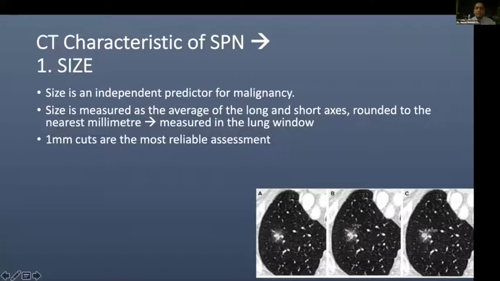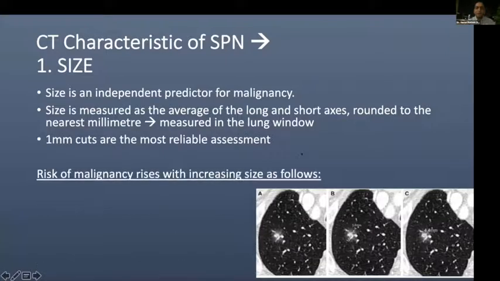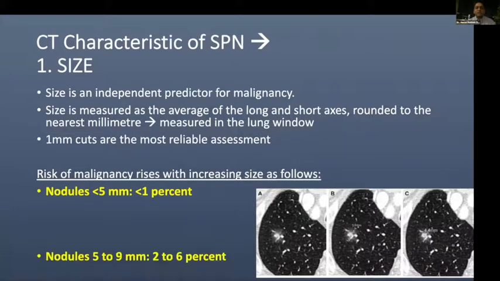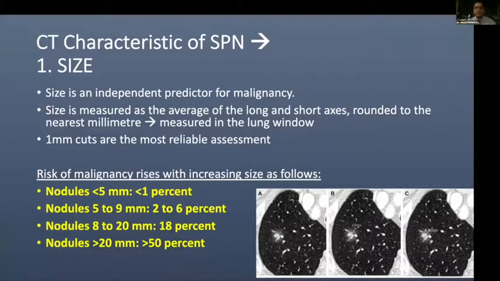But when you look at it on the lung window, you measure it based on the total length of the GGO. 1 mm cuts are the most reliable to define it. So as the nodule gets bigger, the risk of malignancy actually increases. As you can see here, if it's under 5 mm, the risk is 1%. And of course, larger lesions can go up to almost 50% risk of malignancy.